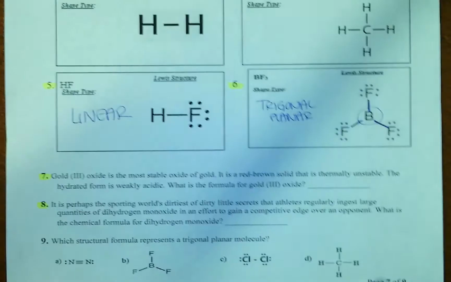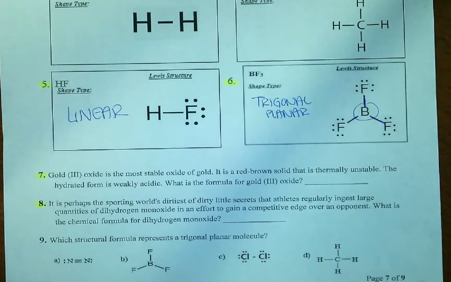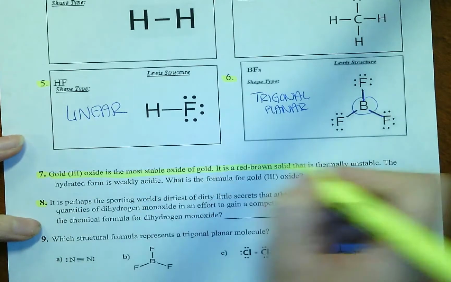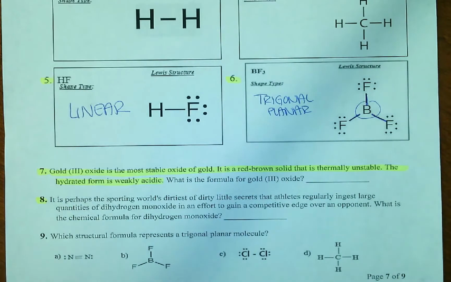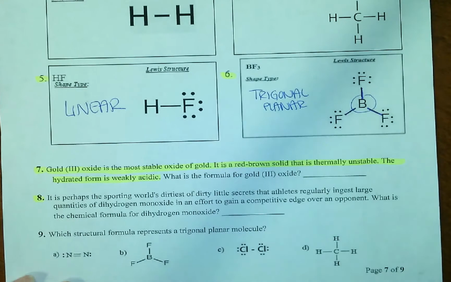7 and 8. Gold 3 oxide is the most stable oxide of gold. It's a red-brown solid that is thermally unstable. The hydrated form is weakly acidic. What's the formula for gold 3 oxide? Guess what? All of this is garbage. That's just like, hey, in case you were curious, which we're not, that's not what the question's about. The question is, what's the formula for gold 3 oxide? Okay, so you need to learn how to find important information, even if it's a longer question.